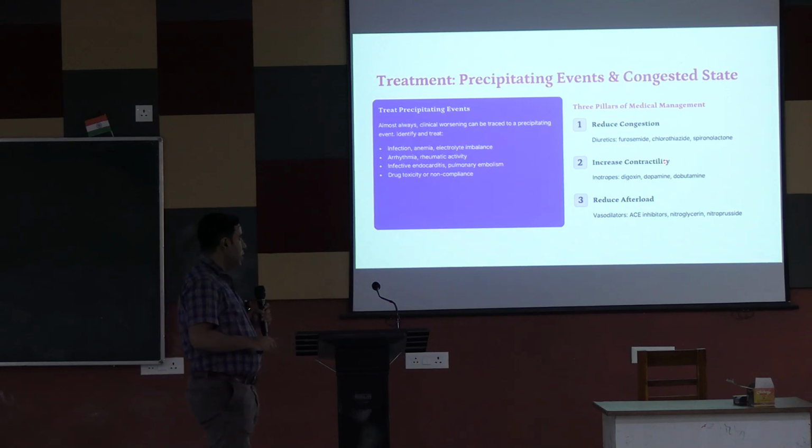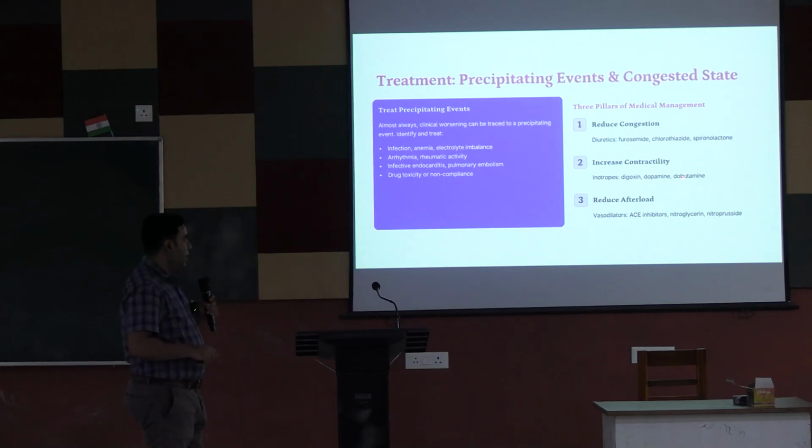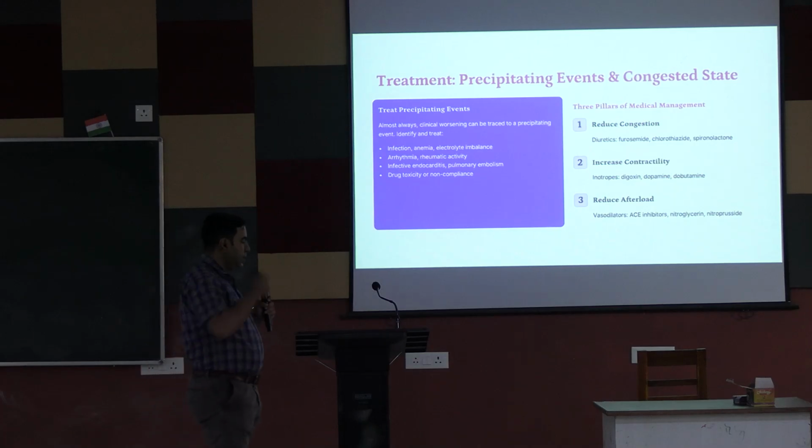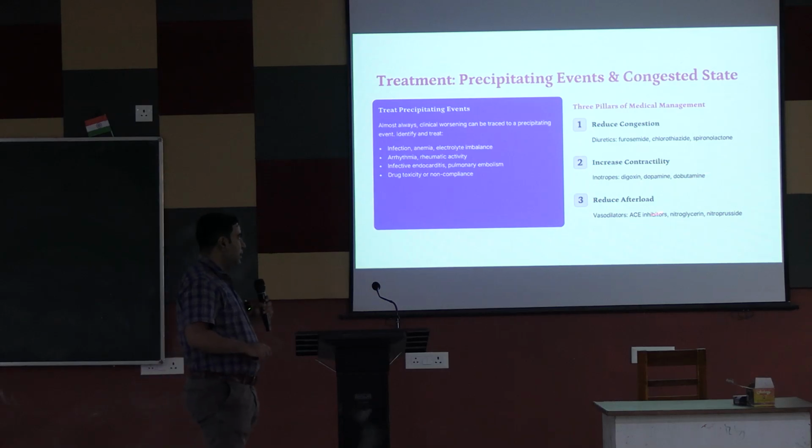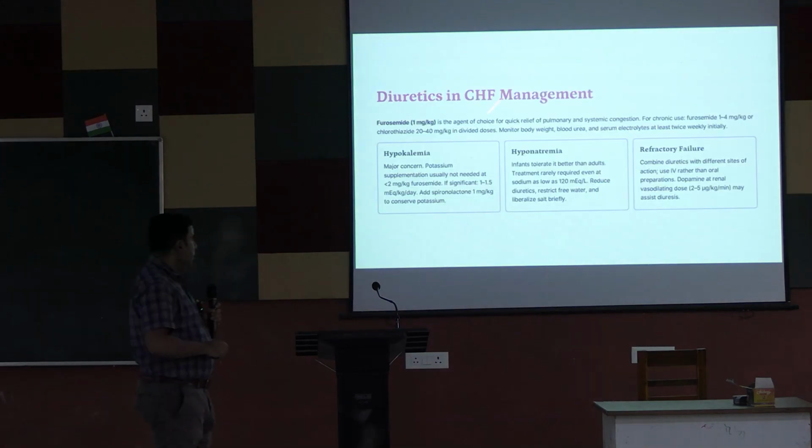Then we have to increase the contractility. For the contractility, we have to give drugs like digoxin, dopamine, dobutamine. All these increase the cardiac contractility. And we have to reduce the afterload. To reduce the afterload, we have to give vasodilators like ACE inhibitors, nitroglycerin and nitroprusside. Means nitrates and ACE inhibitors.